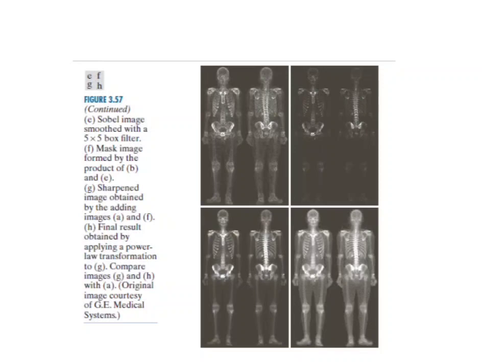Adding the product image to the original results in the sharpened image shown in figure G. The significant increase in the sharpness of the details in this image over the original is evident in most parts of the image, including the ribs, spinal cord, pelvis and skull. This type of improvement would not have been possible by using the Laplacian or the gradient alone.